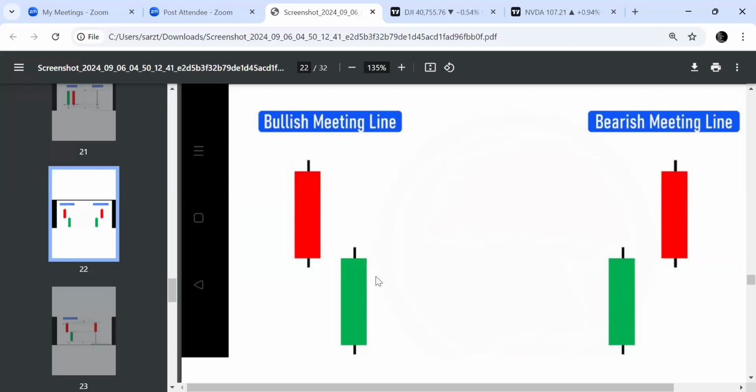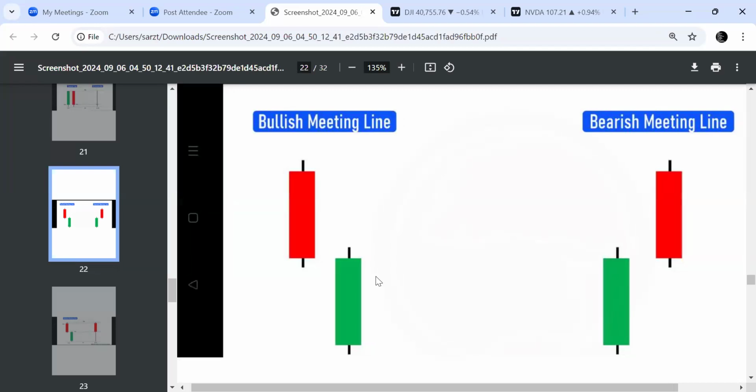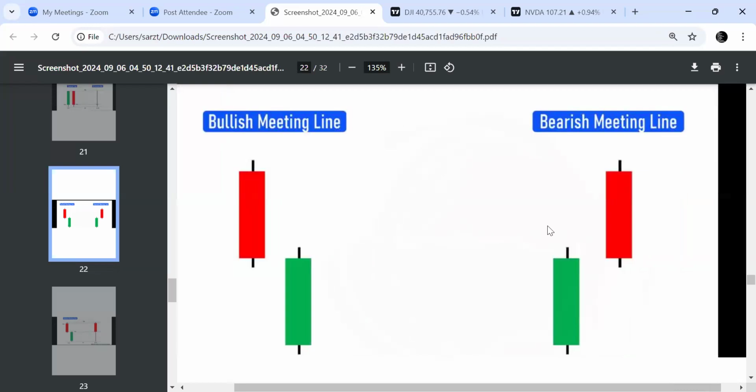If this pattern forms near a significant support level, its reliability increases. And again, in a bearish meeting line, in an uptrend, forming a green candle is not a big deal. But after the green candle closes, the next candle opens with a gap up, which suggests continued upward momentum.